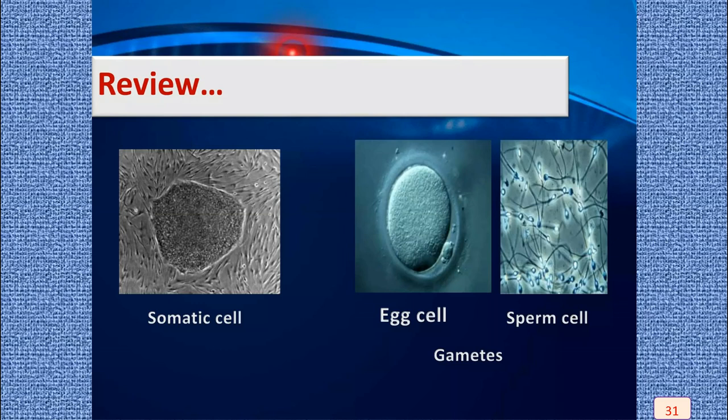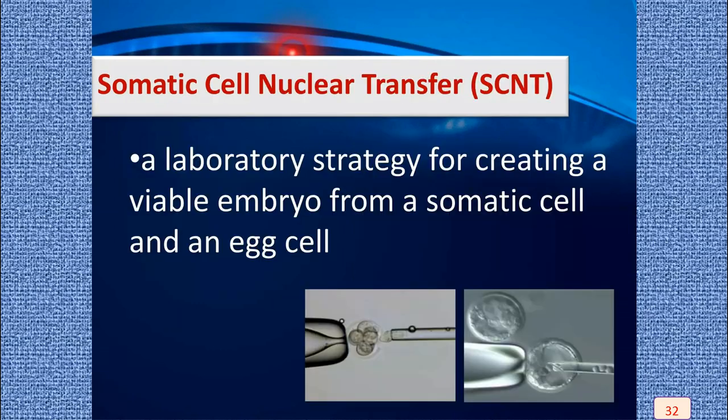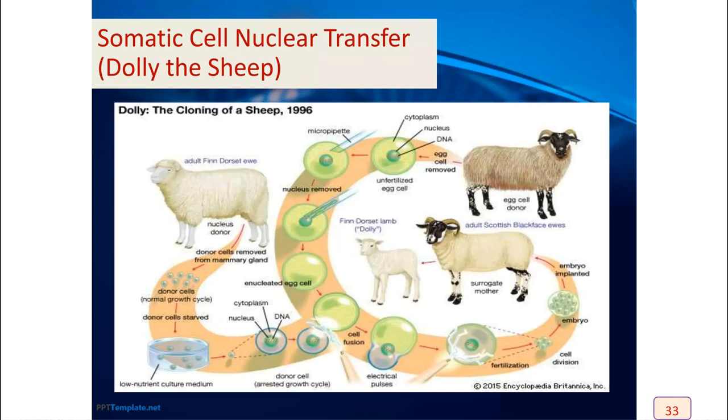So we know a somatic cell, the egg cell or the sperm cell, and how they look under the electron microscope; the somatic cell is shown there. Then somatic cell nuclear transfer is SCNT. So we'll see how the somatic nuclear transfer is done; it's a big journey.